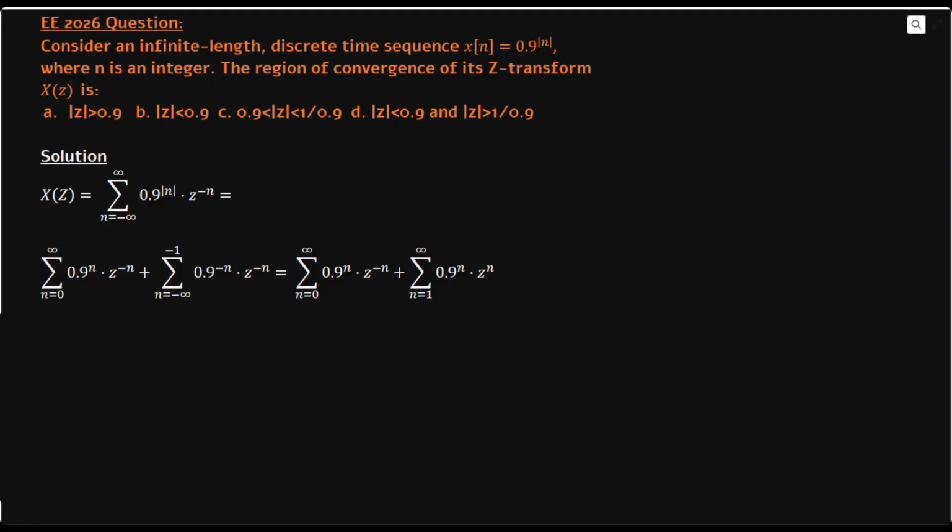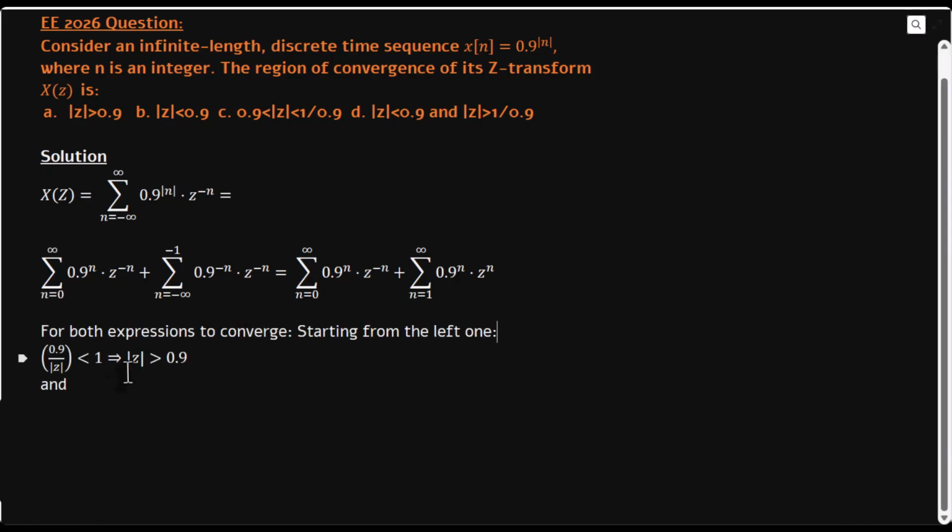In order for these two sums to converge, we need to have the common ratio of these two series be smaller than 1. So in this case, we have 0.9 over the absolute value of z, smaller than 1, leading to this. And here we have the multiplication of the two, the product.